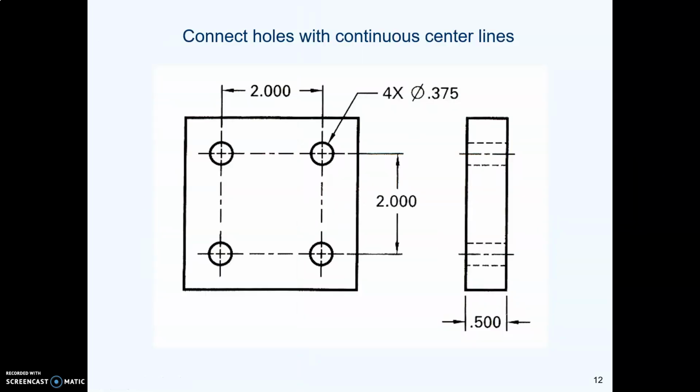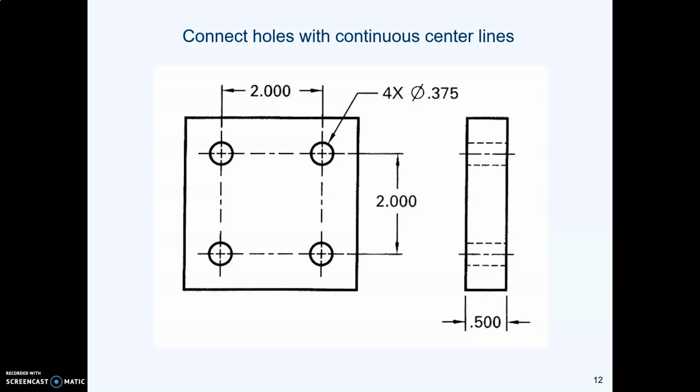When you have things like holes, and you have more than one hole, and they're lined up as these 4 holes are, connect those holes with continuous center lines. And think about, why is that? What could be the reason for that? The reason is that we can never assume anything. Honestly, that's probably one of the most important rules in drafting.